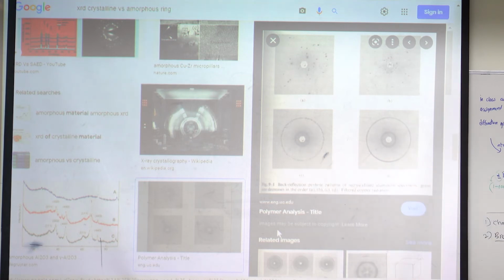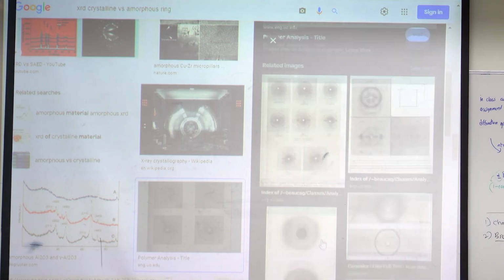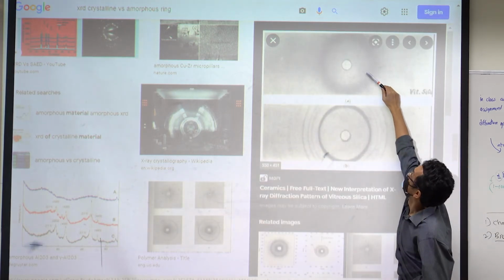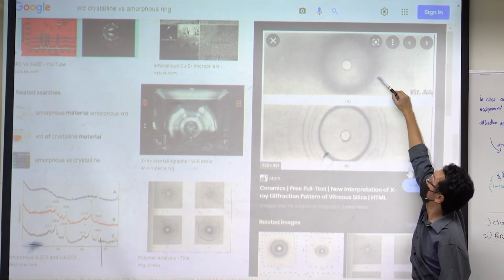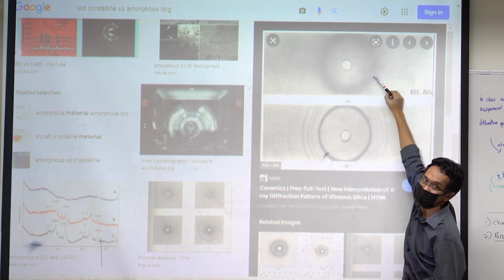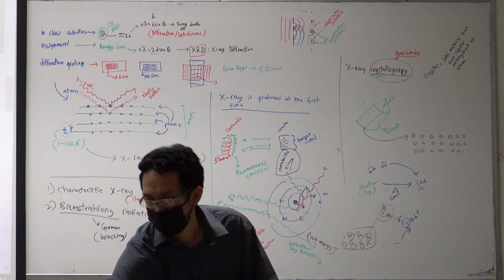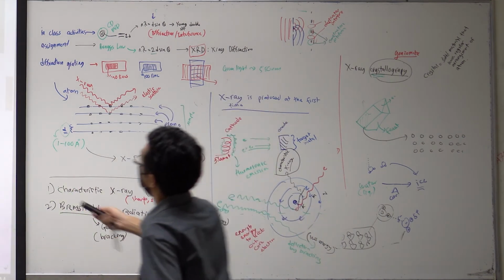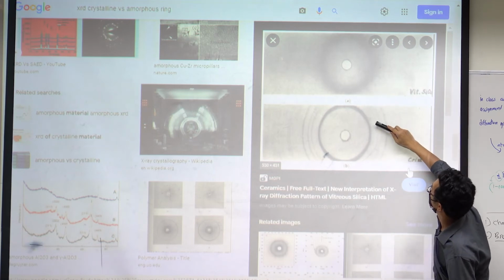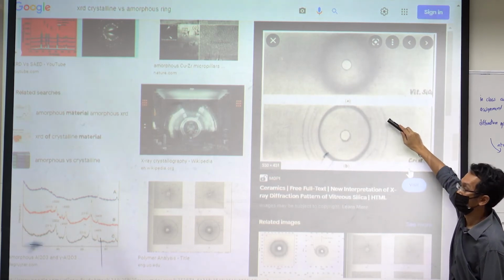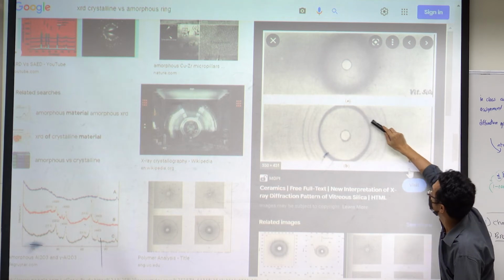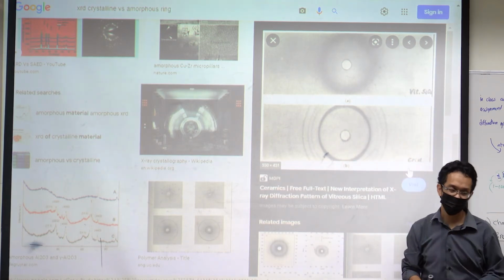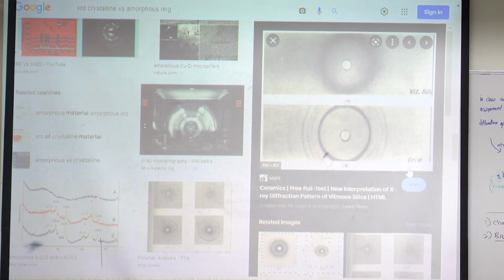So sometimes you see an X-ray image, something like this. You can see this is different. This is what we call the amorphous material. You can see there is no line, as if there is no dot. But here you can see a very sharp line, as if there are dots. So this you can use to study the location of atoms. But this is difficult.